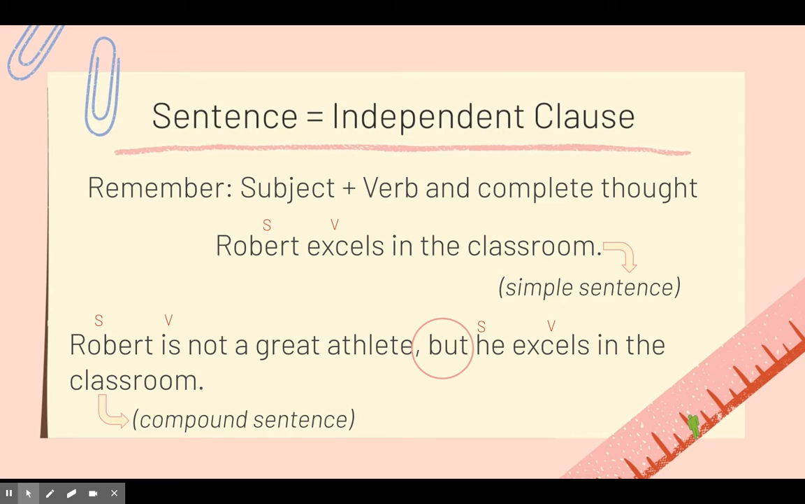So a comma and a fanboy, if you know those coordinating conjunctions. We'll talk more about those later, but two independent clauses put together is called a compound sentence. One independent clause is called a simple sentence. So those are independent clauses.